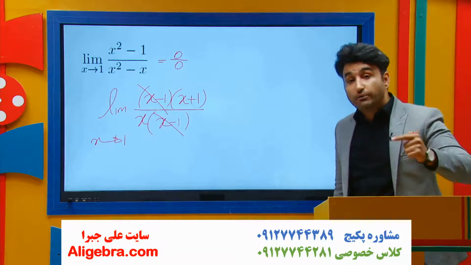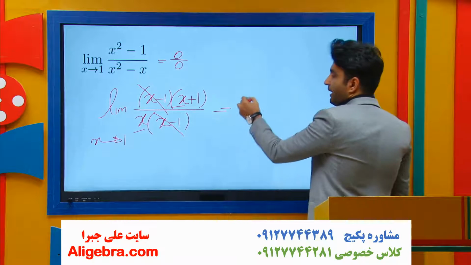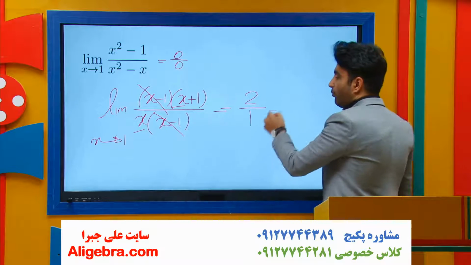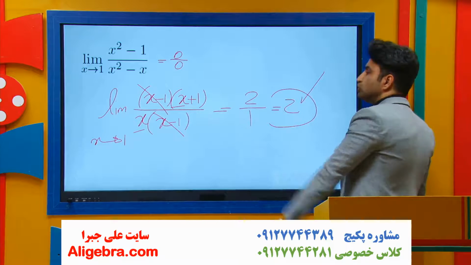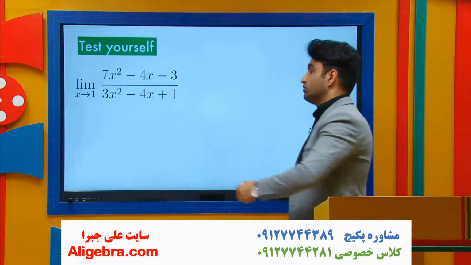I can use direct substitution again. If I replace x with 1 on top, I have 2, and on the bottom, I have 1. So the answer is 2. Really simple. Like always, it's your turn to test yourself.